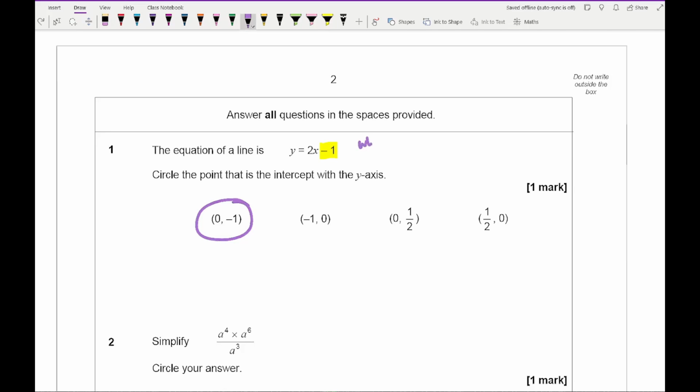Alternatively, when you want to find the y-intercept, you basically substitute x equals 0 into the expression. And when we substitute that in, it's going to give us minus 1. So the coordinate then is 0, minus 1.